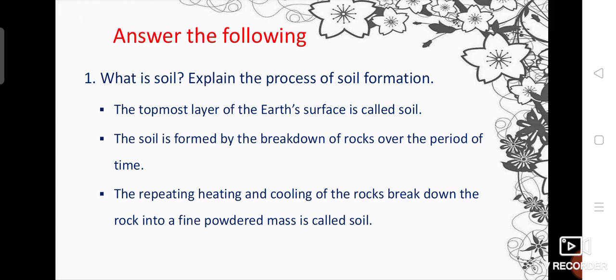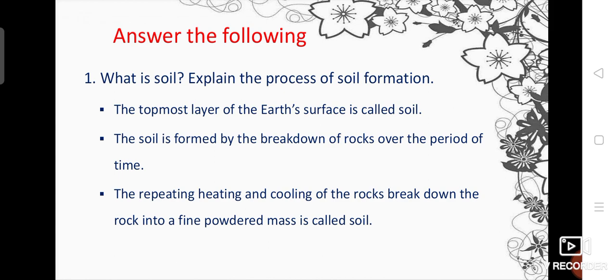Explain the process of soil formation. So first we will discuss what is soil. The topmost layer of the earth's surface is called soil. That is where we are walking, where our foot is touching, that is soil only, because this is the topmost layer of the earth. We people are living on the earth's surface only, isn't it? So the topmost layer of the earth's surface is called soil.